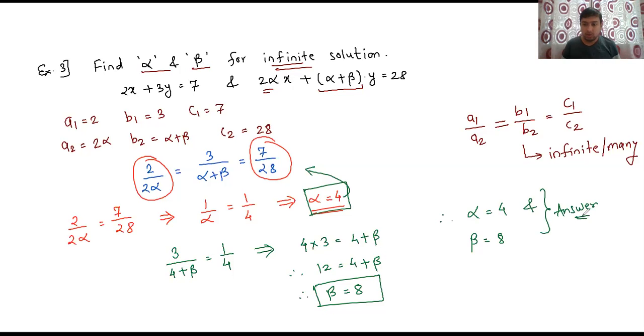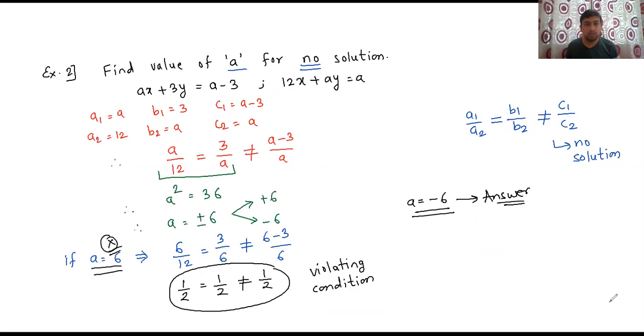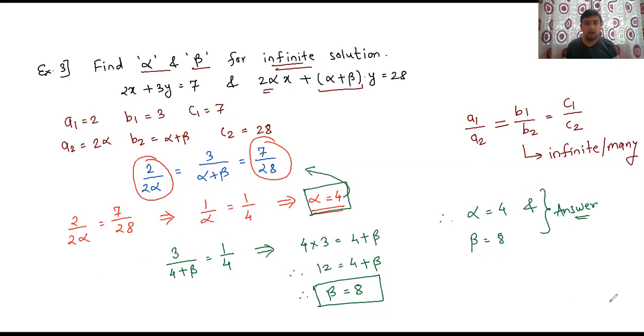Okay, so this is how you have to solve the problem. Just check what condition it is, whether it's a condition for unique solution, no solution, or infinite solution. Okay, conditions are very important. You have to remember it. Okay, and based on that, simply you have to write A1, A2, B1, B2, C1, C2, and just a simple algebra is involved in it. Right? So hope all the three problems are clear to you.